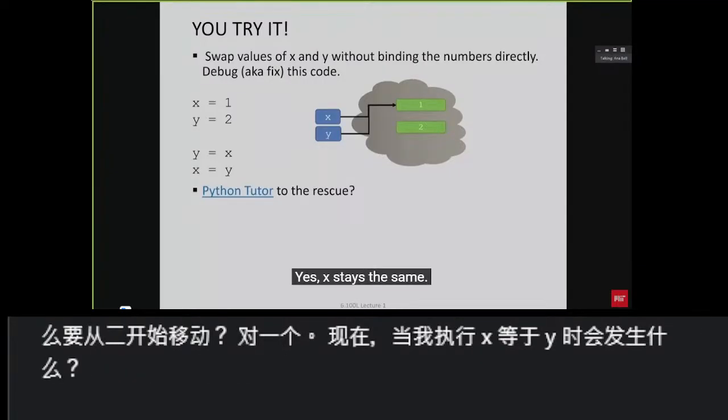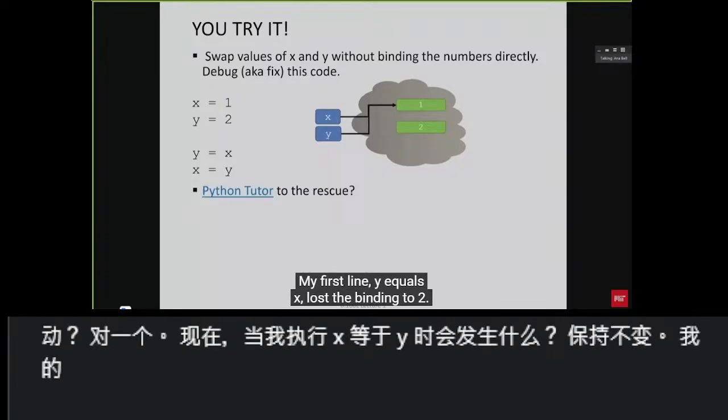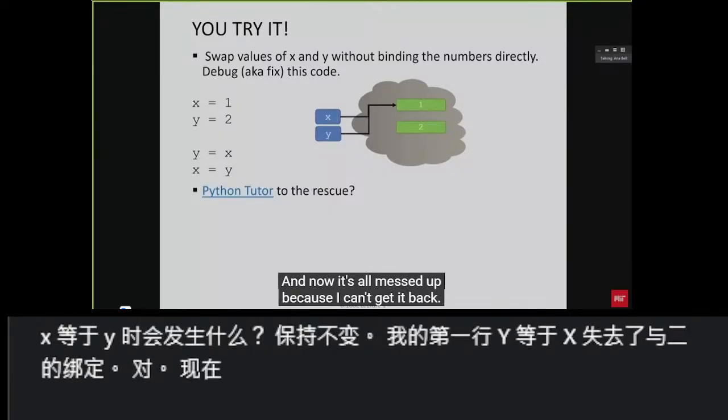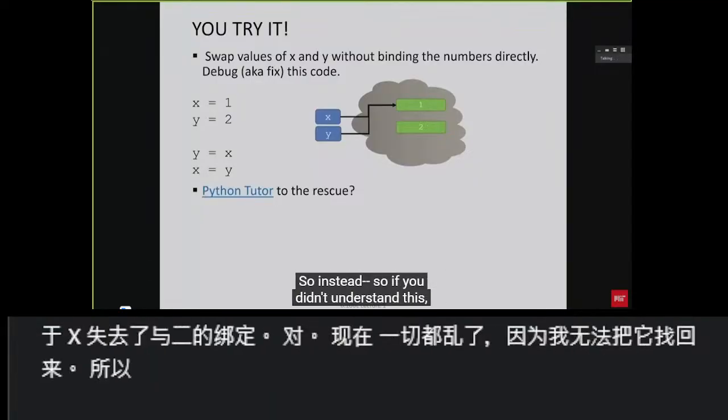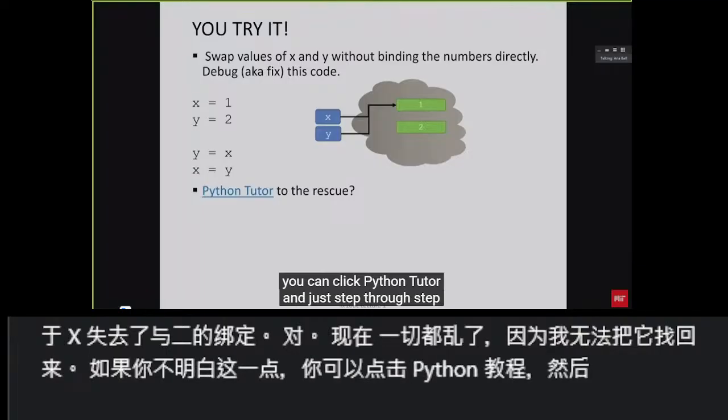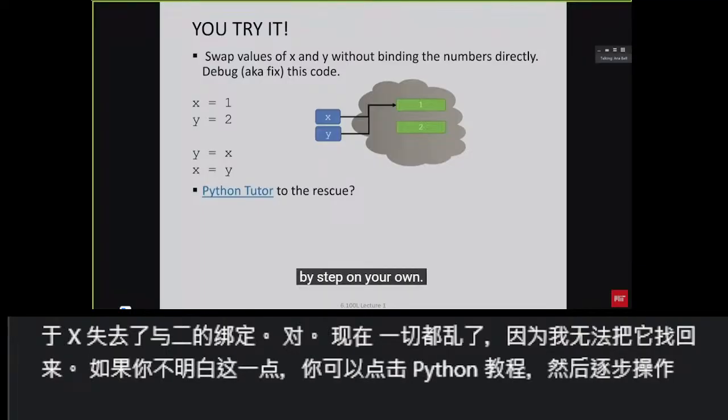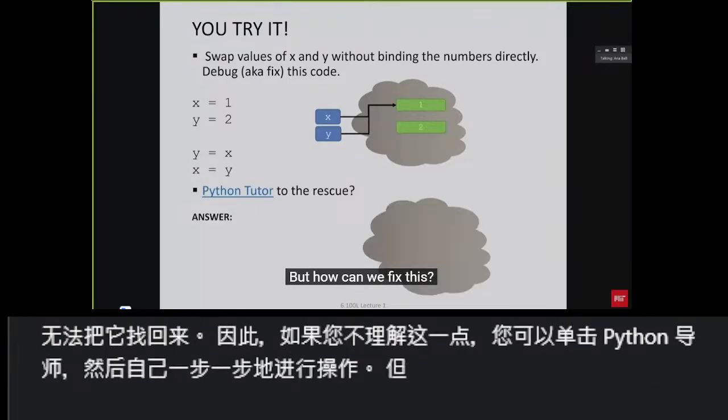Yes, x stays the same. My first line, y equals x, lost the binding to 2, right? And now it's all messed up because I can't get it back. So instead, if you didn't understand this, you can click Python Tutor and just step through it step by step on your own. But how can we fix this?